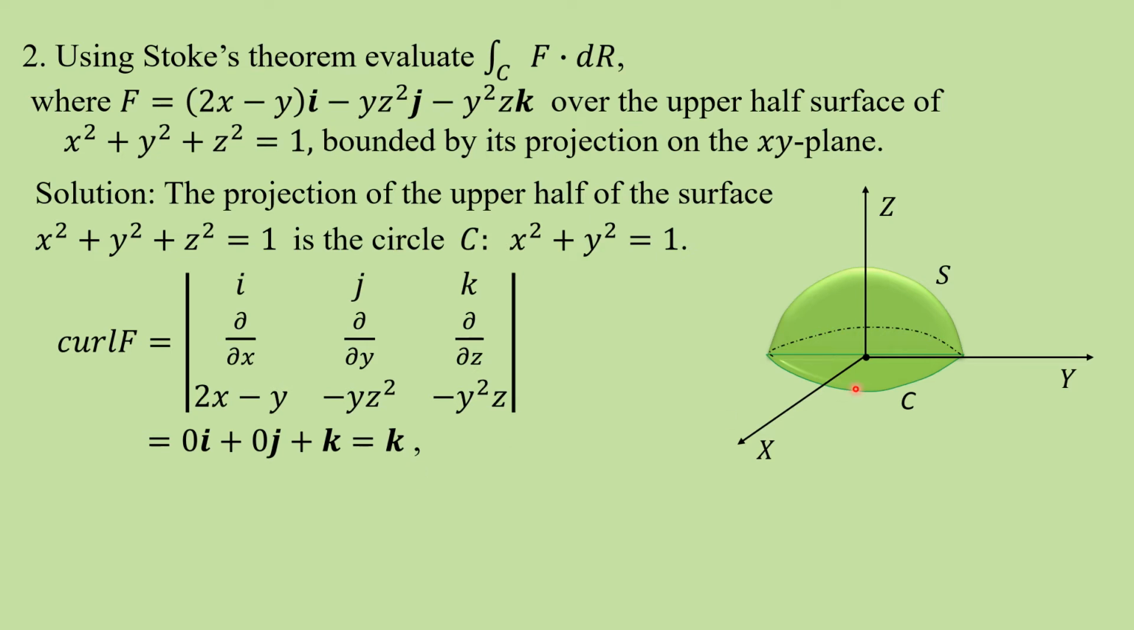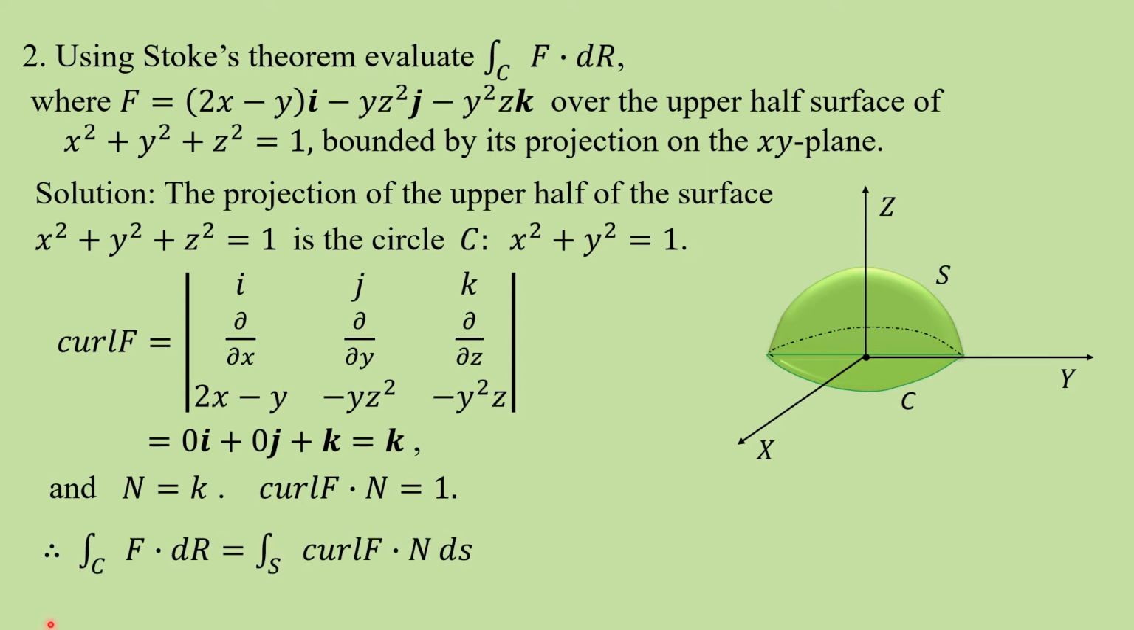Now what about the unit outward normal vector to the surface? The projection of the sphere on the xy plane is nothing but a circle, so on the xy plane the unit outward normal is again n equal to k. So the curl f dot n is nothing but k dot k, that is 1. Now thereby I can say by Stokes theorem, the line integral of f along C can be written as the surface integral of curl f dot n, which is already taken here as 1. So we have the double integral of dx dy over the region A.